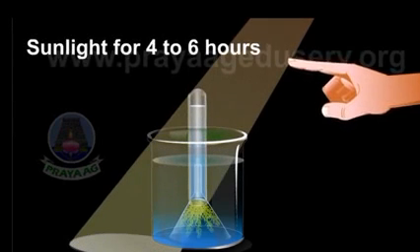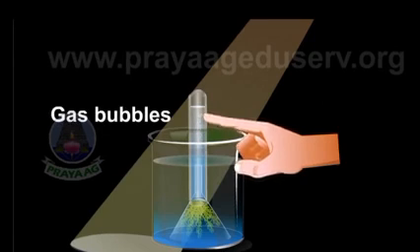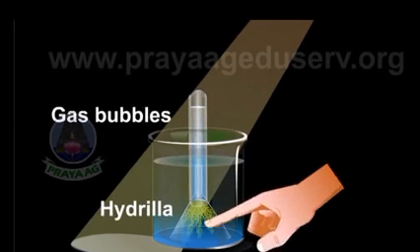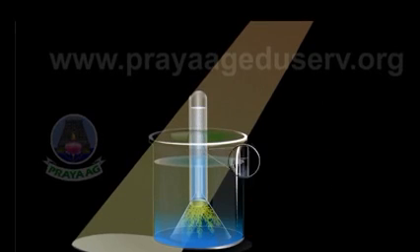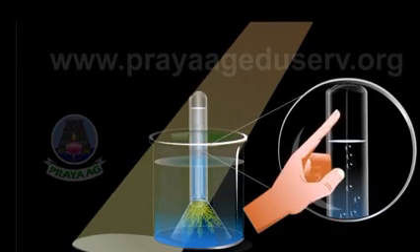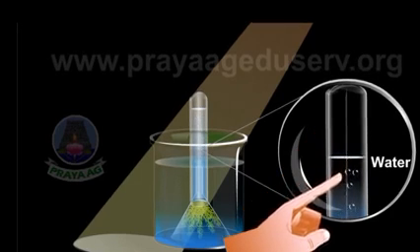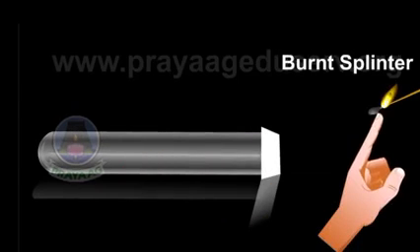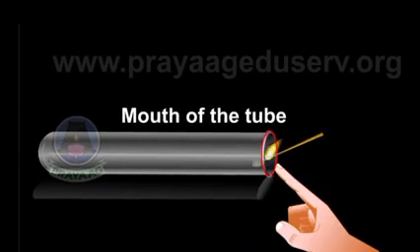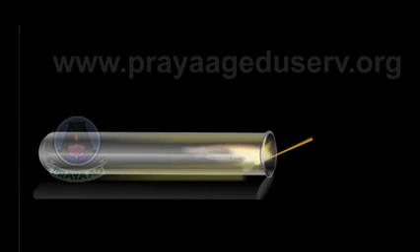Children, the next one is observation. We can observe a steady stream of bubbles rising up from the ends of the Hydrilla branches kept within the funnel. This gas is collected within the test tube by the downward displacement of water. This gas is tested for oxygen. Can you understand? The gas bubbles are liberated from the Hydrilla plant, reach the test tube and displace the water downwards.